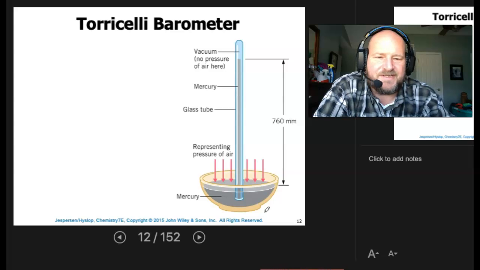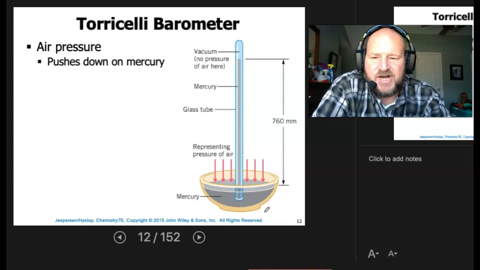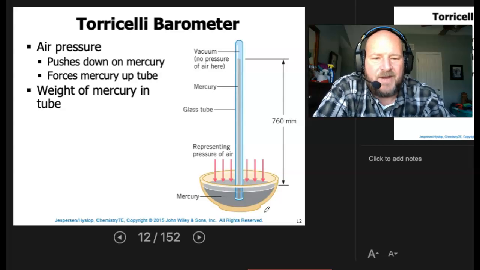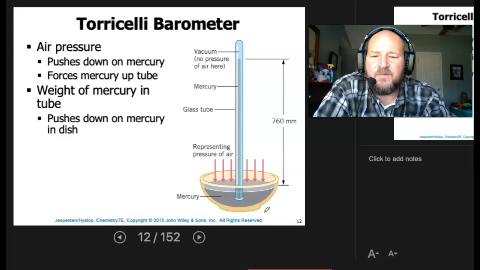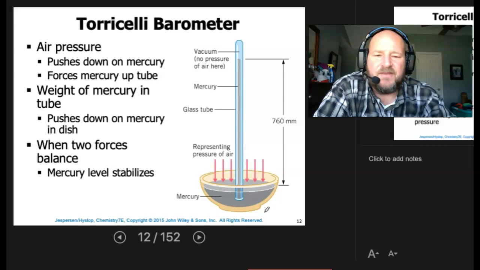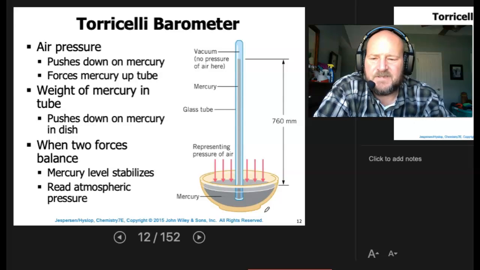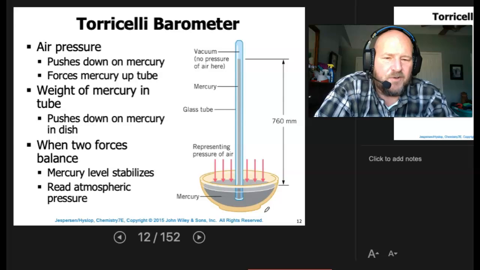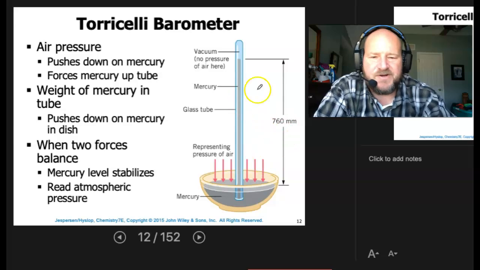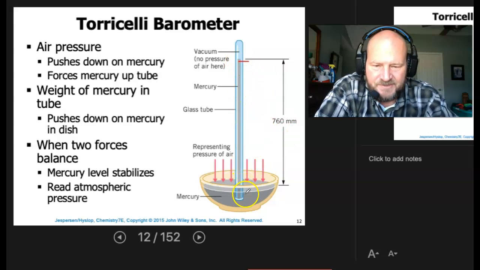Okay, this is called the Torricelli barometer, and it's good at measuring air pressure. As we push down on the mercury, that should force mercury up the tube, and then we can measure how many literal millimeters of mercury are in the tube. Weight of the mercury in the tube pushes down on the mercury in the dish. When the two forces balance, the mercury level will stabilize. At that point, we can read the atmospheric pressure. At sea level, it's said to be 760 millimeters of mercury, because it's 760 millimeters in distance in this tube.